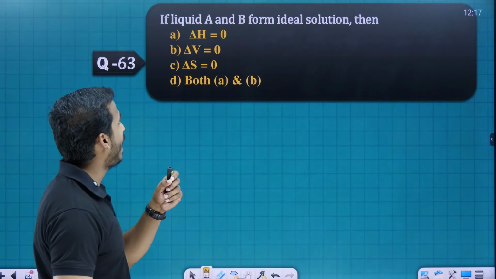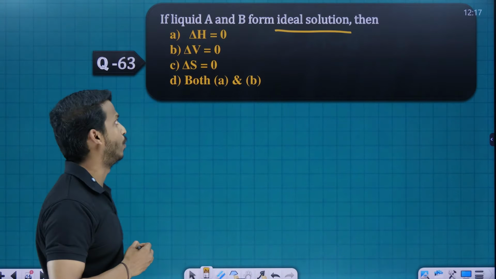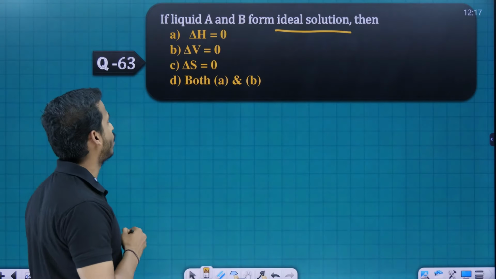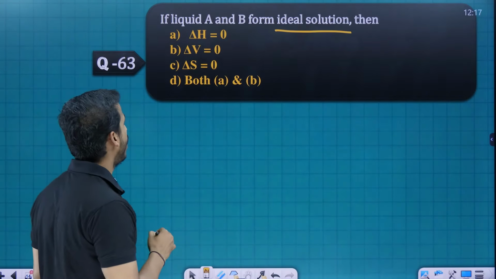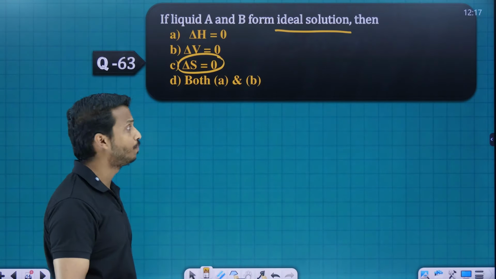63. If liquid A and B form an ideal solution, we know the properties of an ideal solution. For an ideal solution, delta H of mixing is 0, the volume of mixing is 0, but yes, the entropy of mixing is not 0.